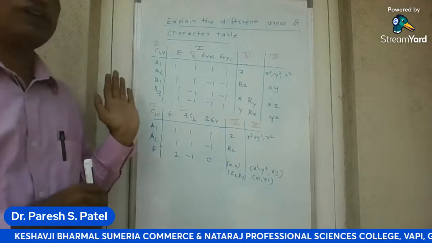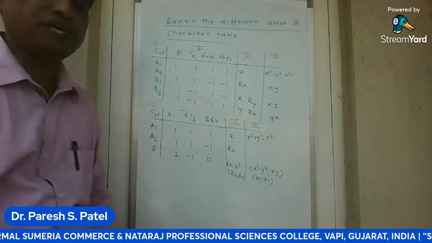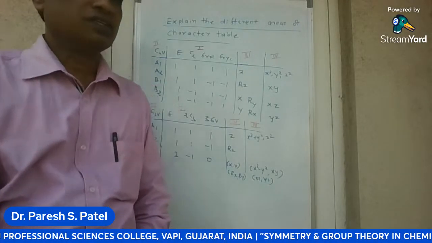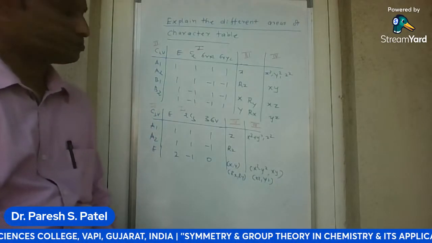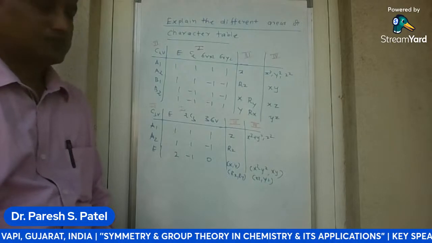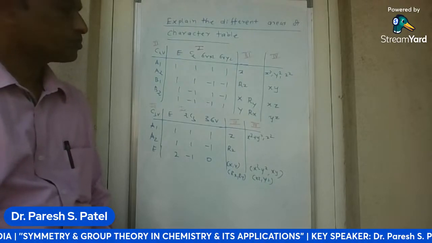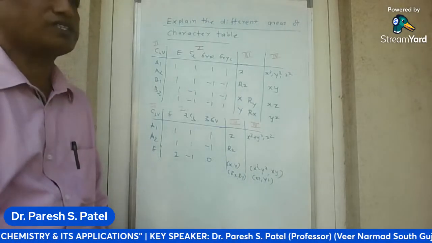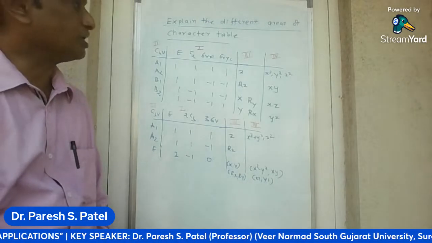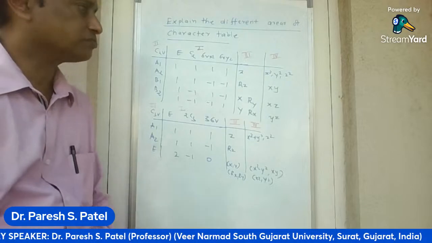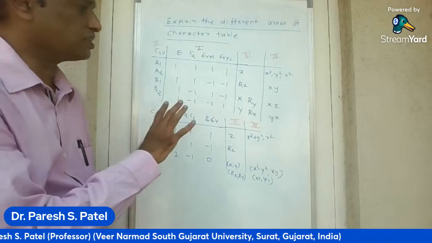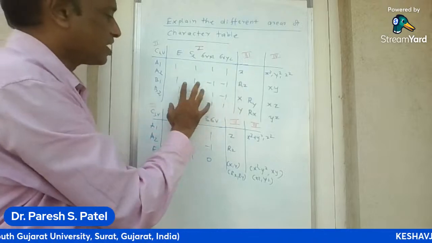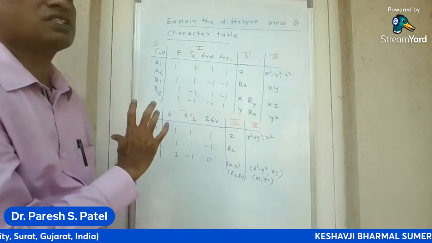Okay, so first of all, we have to give the definition of the character table. We already discussed that the device can be utilized for molecular symmetry in group theory and is known as the character table. Now we have to explain the different areas of the character table. This is the area number 1. These are the characters. Area number 1 represents character.